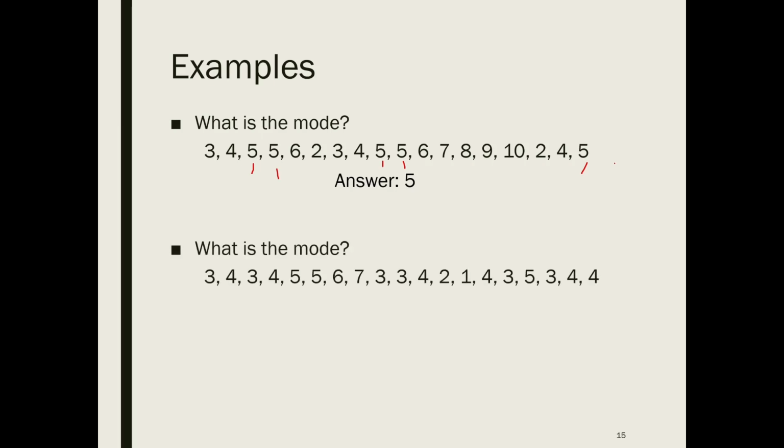So what about this one? You can pause the video. Okay, the mode is 3 and 4. In this case, we have 1, 2, 3, 4, 5, 6 threes. We have 1, 2, 3, 4, 5, 6 fours. So 6 threes and 6 fours. They have the same frequency, and that frequency is the highest frequency. So in this case, there are two modes, right? Both 3 and 4, and their frequency is 6.